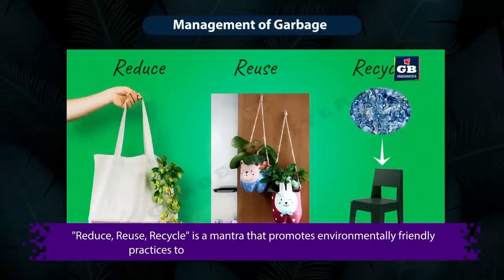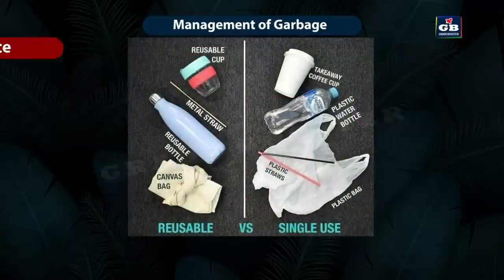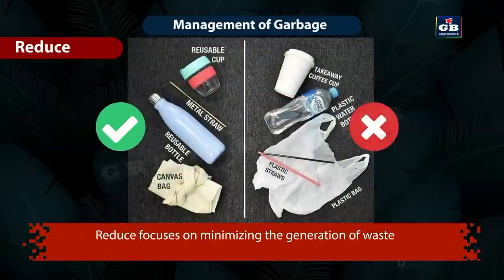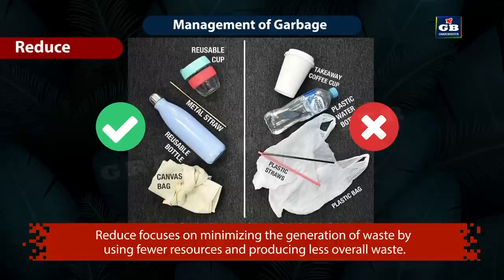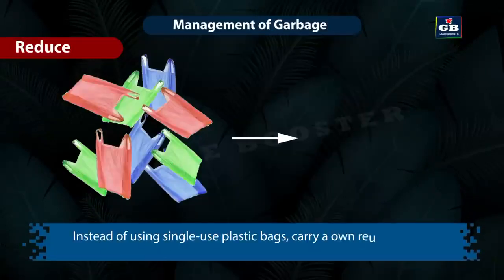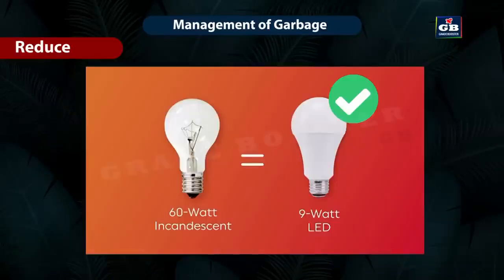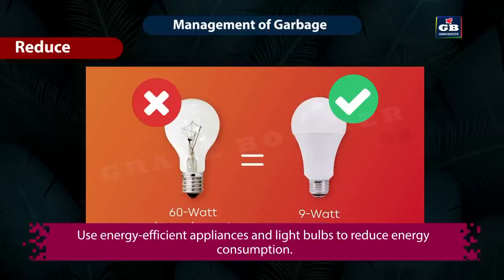Reduce, reuse, recycle is a mantra that promotes environmentally friendly practices to minimize waste and conserve resources. It's a set of principles aimed at sustainable living and waste management. Reduce. Reduce focuses on minimizing the generation of waste by using fewer resources and producing less overall waste. For example, 1. Using reusable bags. Instead of using single-use plastic bags, carry a reusable bag for shopping. 2. Using energy-efficient appliances. Use energy-efficient appliances and light bulbs to reduce energy consumption.